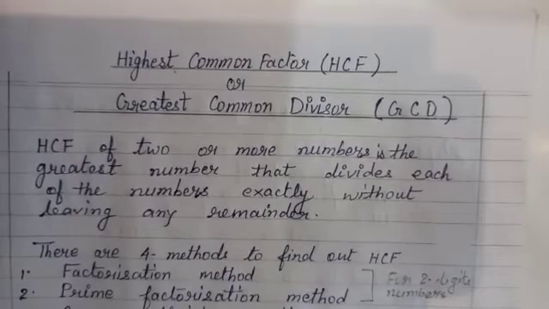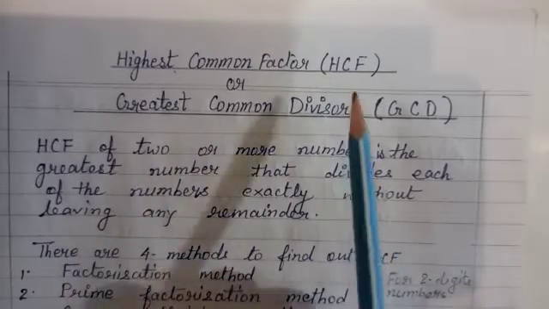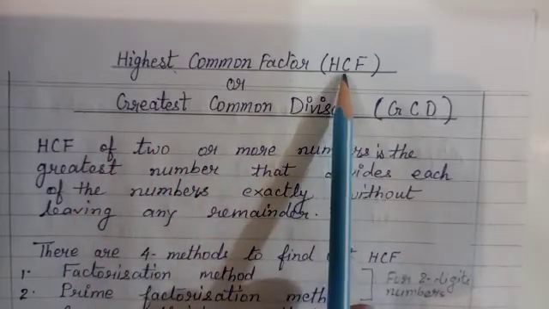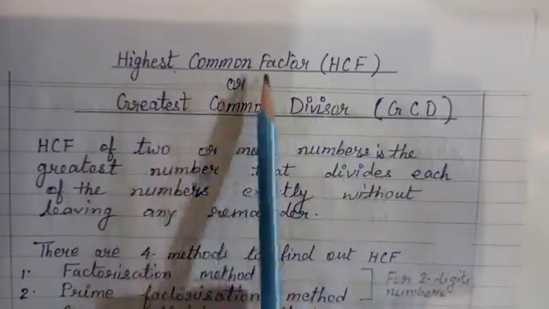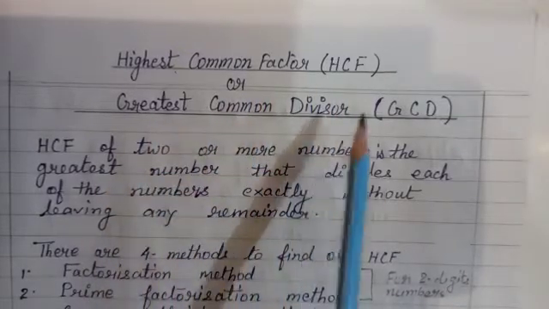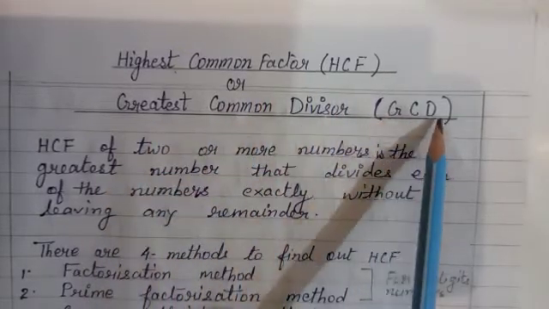Hello children, in this video I will explain what is HCF and how to find the HCF. The full form of HCF is highest common factor. It is also called greatest common divisor. The short form is GCD.